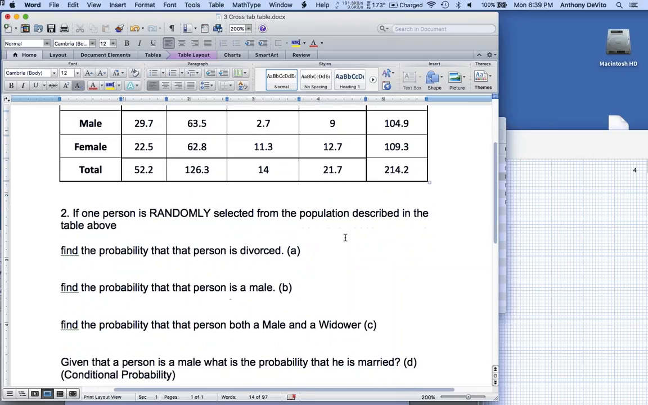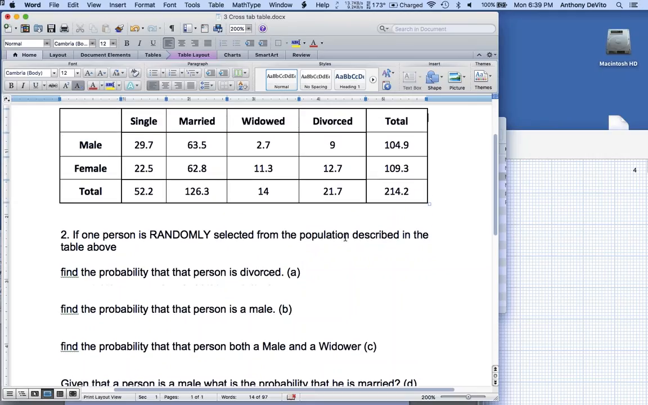Okay, next question. What's the probability that in this population a person is male? Well, how many people do we have in this population again? 214 million. And how many of them are male? 104. So what's the probability of being male if we randomly select a person? A little less than 50%, right? More females than males in this population.